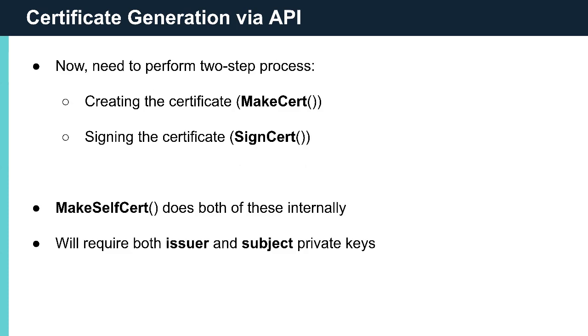Now we need two steps. We have to create the certificate and then sign the certificate. So we create the certificate with make cert and then sign the certificate with sign cert. Before, we were using make self cert, which does both of these in the same operation.